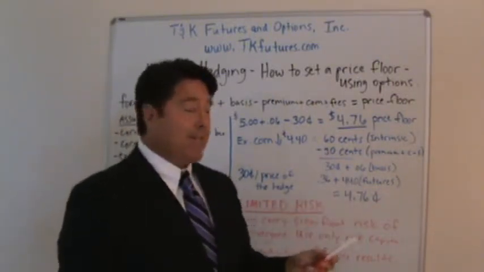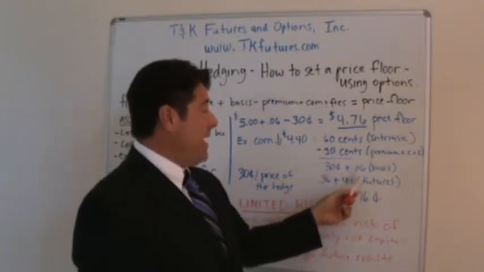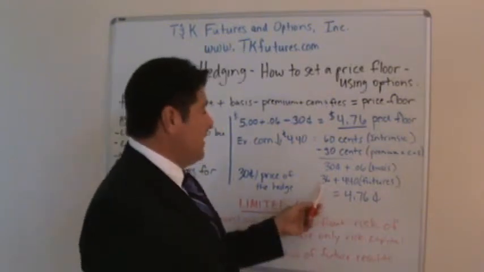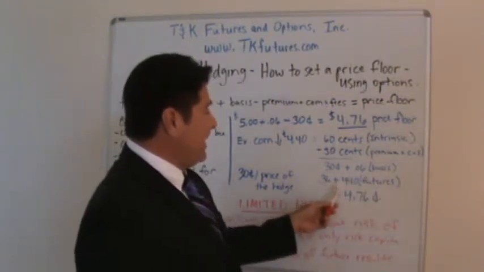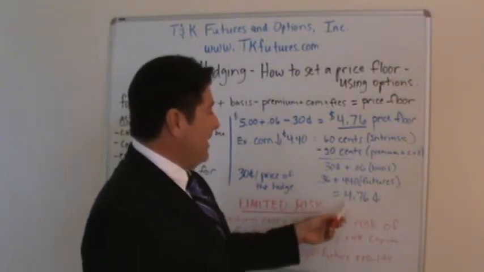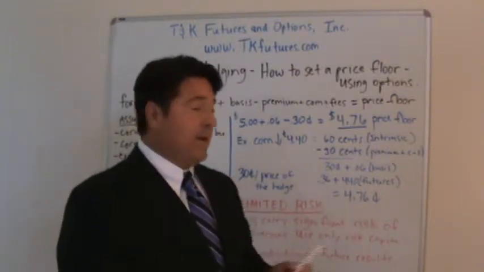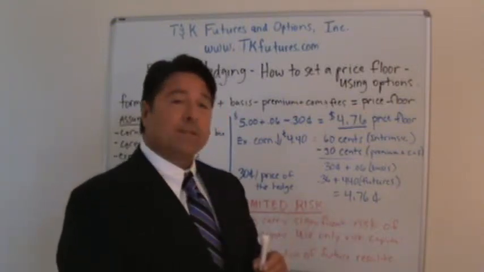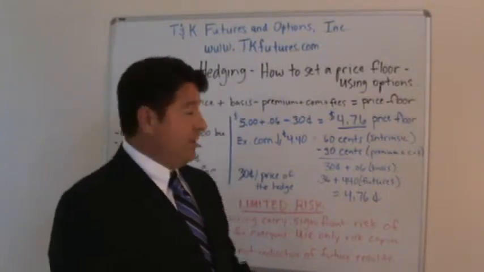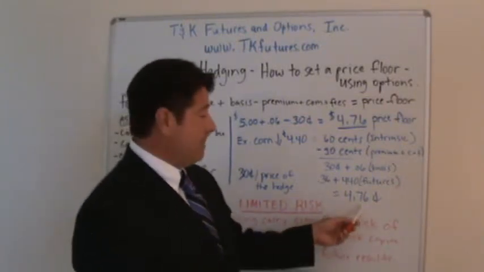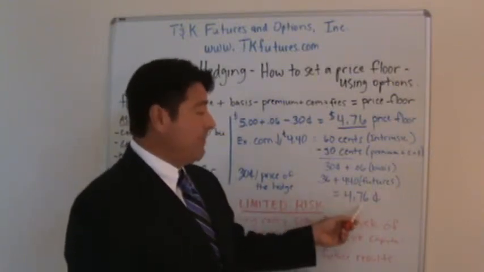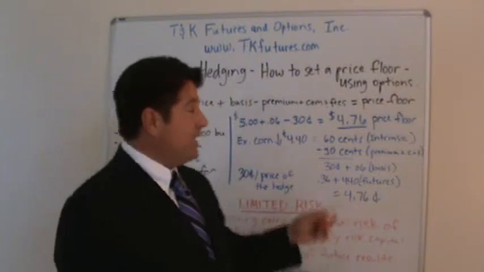You got to add your basis to that, which we estimated would be 6 cents for this example. So you got 36 cents there, plus what the market's at. The futures market is 440. Your floor still works at 476. Doesn't matter. So even if it went down $2, you still set your floor of 476. That's your worst case scenario that you're going to get for your corn by using these options.